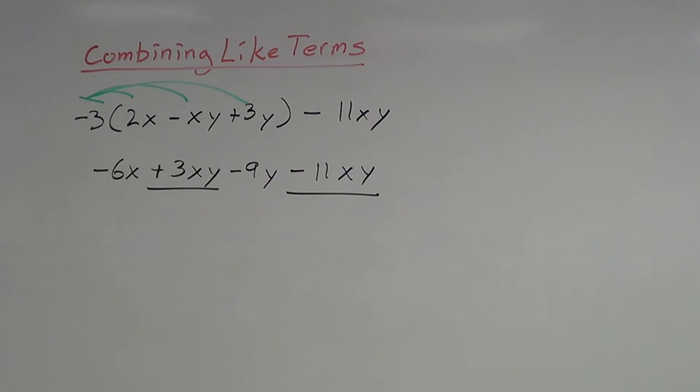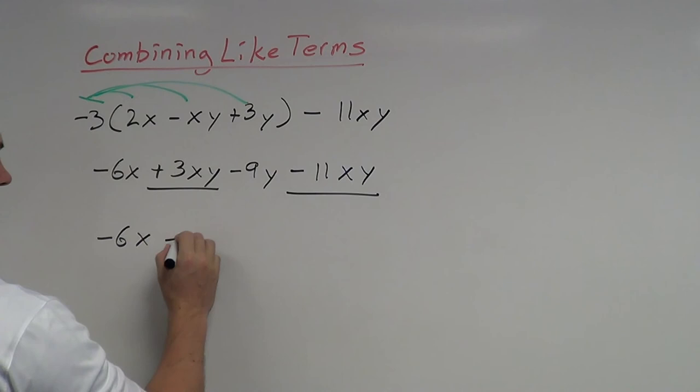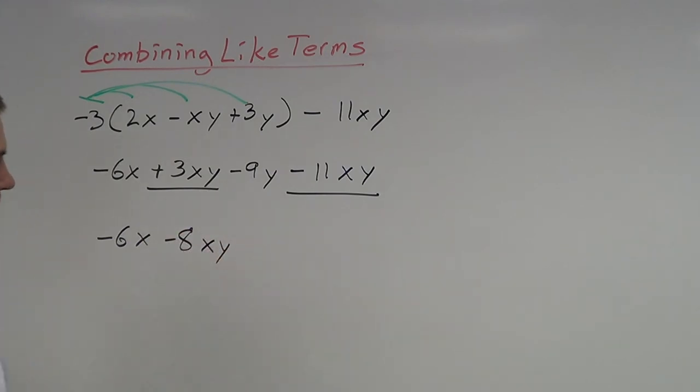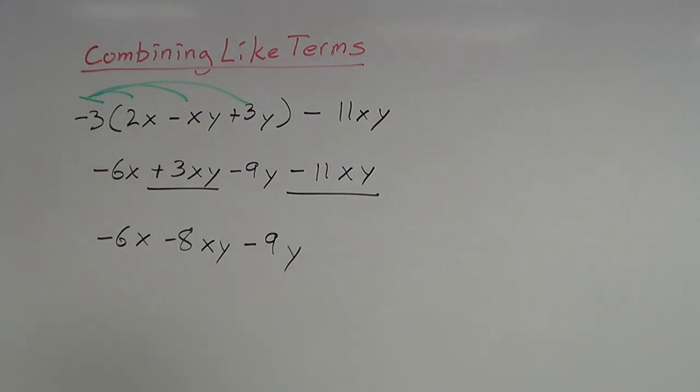Okay, now to rewrite this, negative 6x, the x's stay the same. For the xy's, 3 minus 11 is negative 8xy. And then I have my y's next, which is negative 9y.